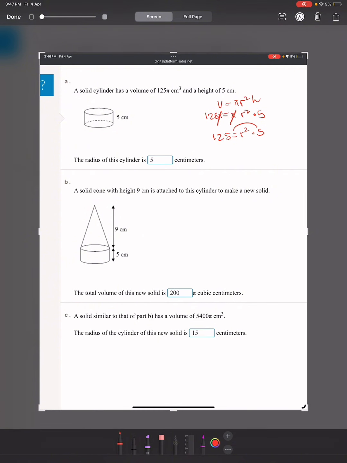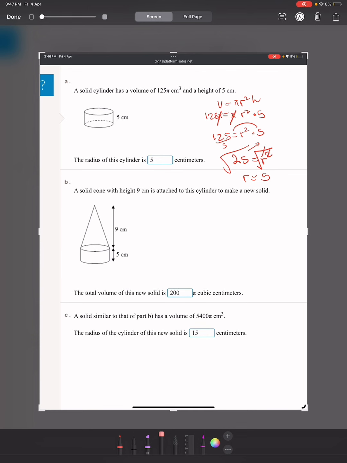Move this to the other side. 125 divided by 5 is 25 equals r squared. Radical, radical, this crosses out. So r equals radical 25, which is 5. And that's the answer. They want the total volume of this whole thing.